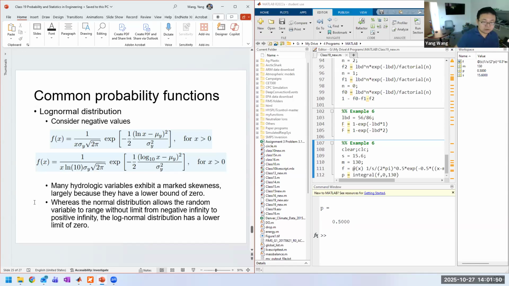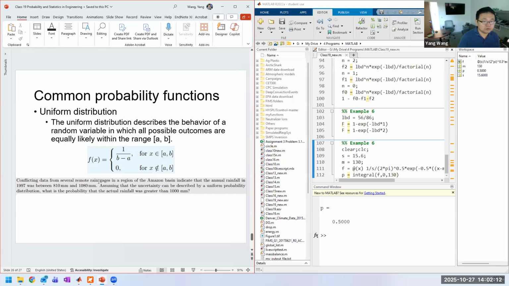So it has a high skewness. Whereas a normal distribution allows a random variable to range without limit from negative infinity to positive infinity, the log normal distribution has a lower limit of 0. So log normal will basically limit x so that it cannot be smaller than 0. Okay. So this is where people will actually apply the log normal distribution.